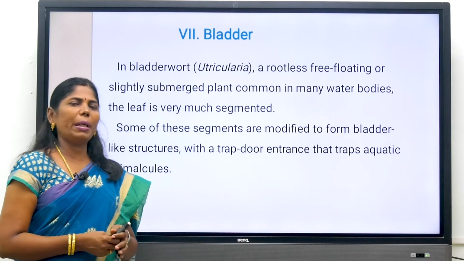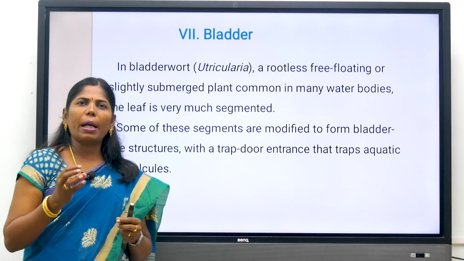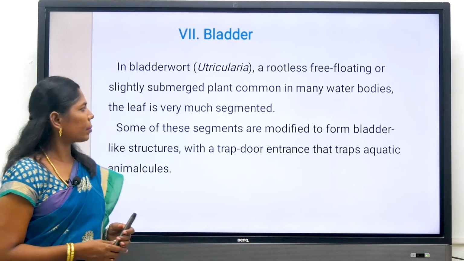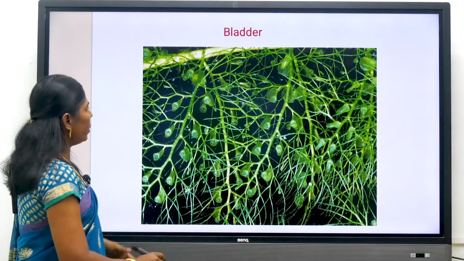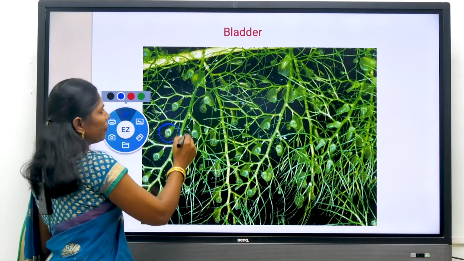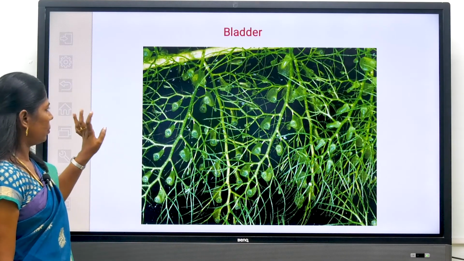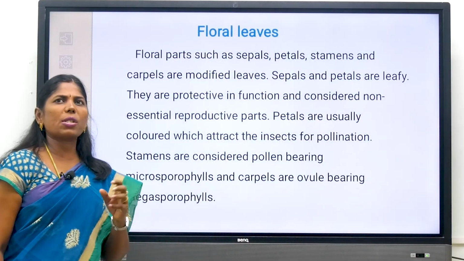Bladder means the urinary bladder. How the urinary bladder looks, it carries some fluid like that. The bladder is also there in Utricularia. That is the structure of the bladder. This is our bladder. So the laminas are modified into a bladder-like structure.